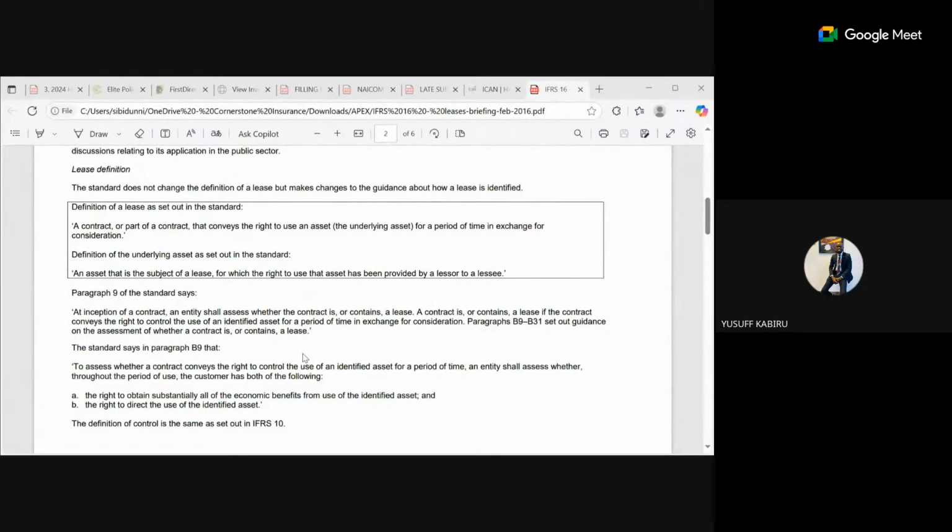So the definition: a lease is a contract or part of a contract that conveys the right to use. Please underline that. Right to use. That is the most important word, a compound word we can call it in this our discourse. Right to use an asset. To use.